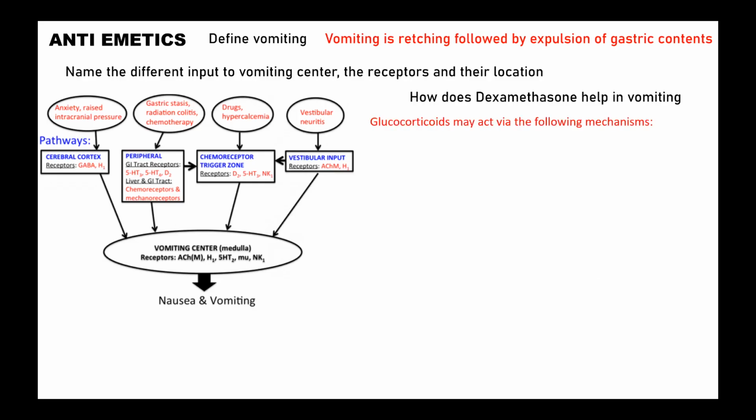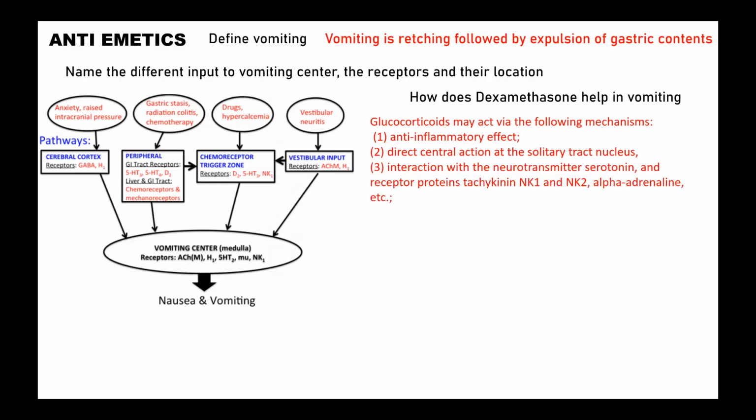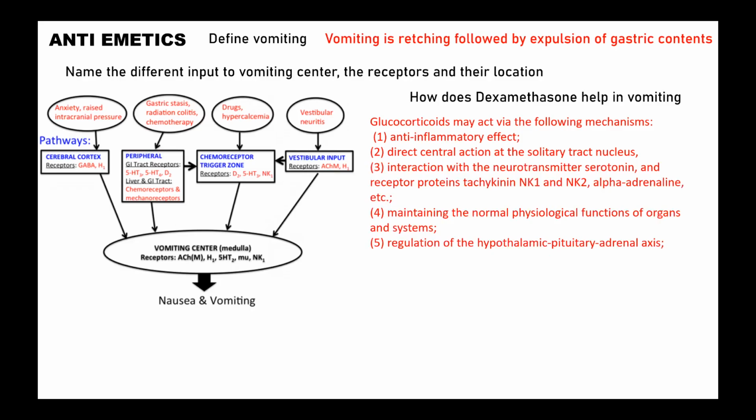How does dexamethasone help in vomiting? What are the mechanisms? Nowadays we are routinely using dexamethasone, isn't it? Along with ondansetron. Yes, sir. What is the mechanism of dexamethasone helping to reduce vomiting? Anti-inflammatory effects, direct central action on the nucleus of the solitary tract, interaction with the neurotransmitter serotonin and receptor proteins like tachykinin, neurokinin 1, 2, and alpha adrenergic, maintaining the normal physiological function of organs and systems, and regulation of the hypothalamic pituitary adrenal axis.